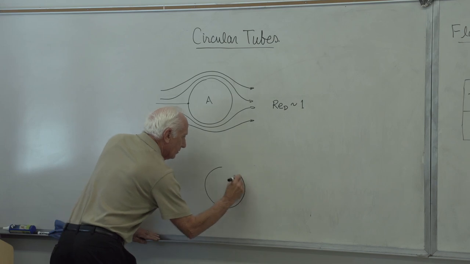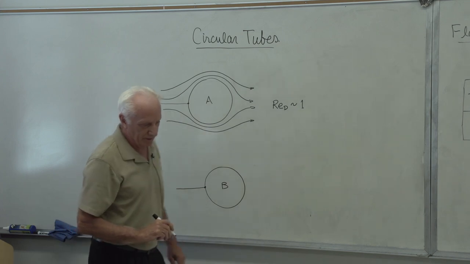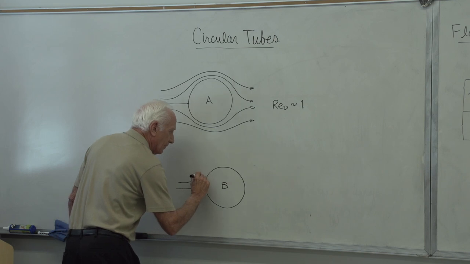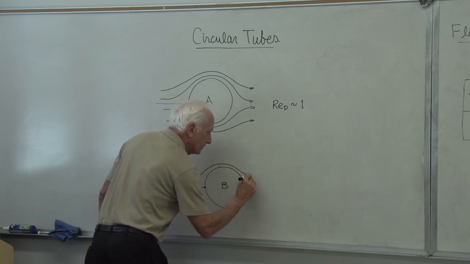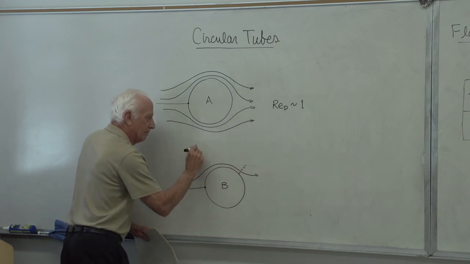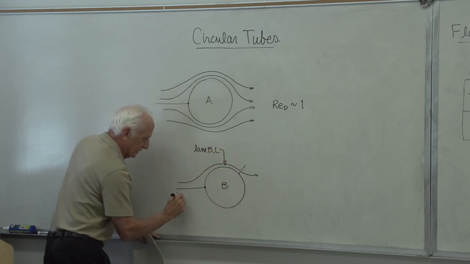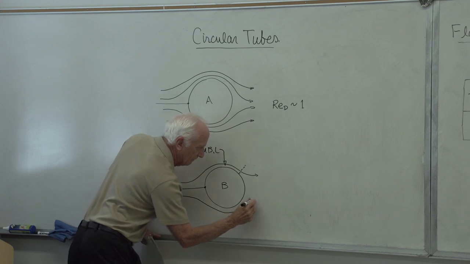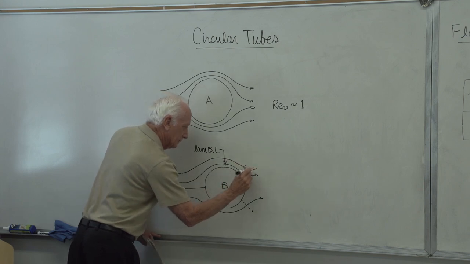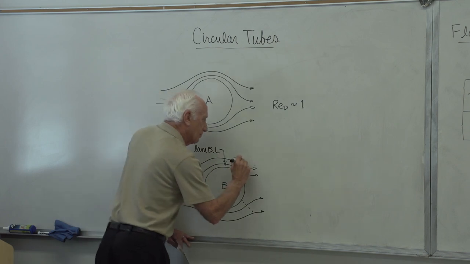Then we go to case B, stagnation streamline. Flow goes around the cylinder and breaks off from the cylinder at this point. This is a laminar boundary layer. On this side, the same thing breaks off here. The flow goes around like this. This point's called the separation point.